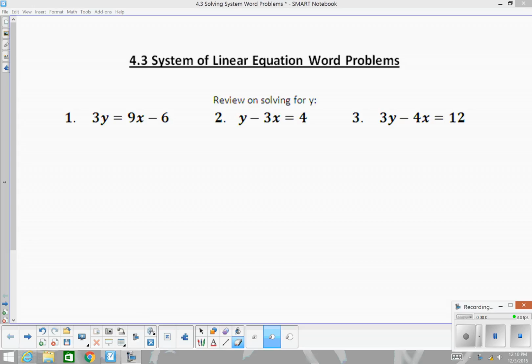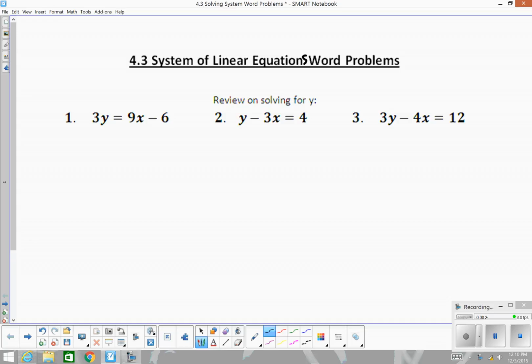So today we're going to be talking about 4.3, systems of linear equations. Okay, there should be an S there. I don't know why there's not an S there. Linear equations, and we're talking about word problems.